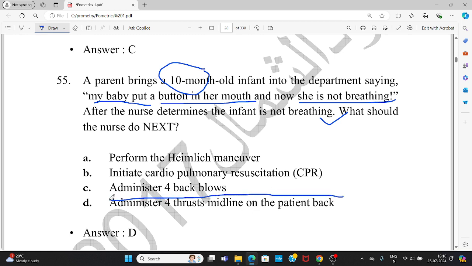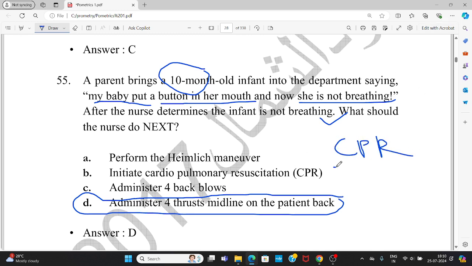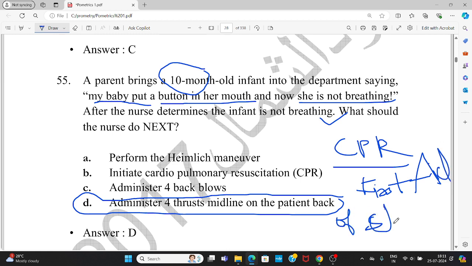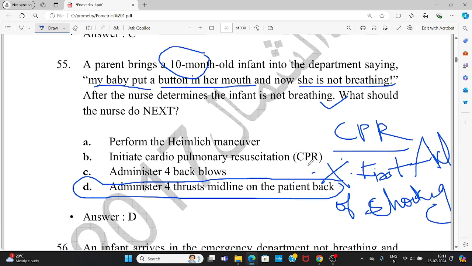So, to answer this question, you should know about cardiopulmonary resuscitation. You should know the first aid of choking. We have a separate class on this. So once you attend the class, it will be easy for you to answer this. So this is important, okay, in your traumatic view also, first aid of choking.